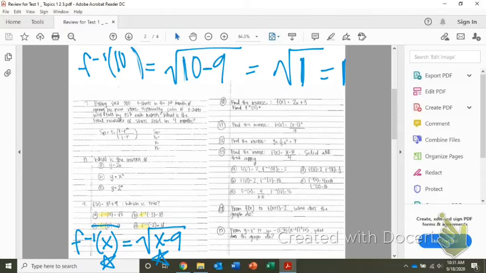If you plug in a -3, you get the square root of -3 minus 9. And it is not 18. It's an imaginary number. Same thing with D. So our answer has to be A.